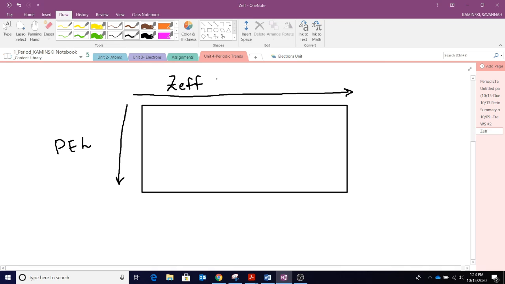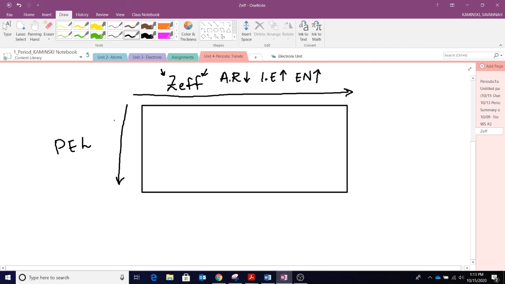So recall that atomic radius, I'm going to abbreviate that AR, decreases as we move from left to right. Ionization energy increases as we go from left to right. And then electronegativity increases as we go across the periodic table from left to right. All because of Zeff, effective nuclear charge.